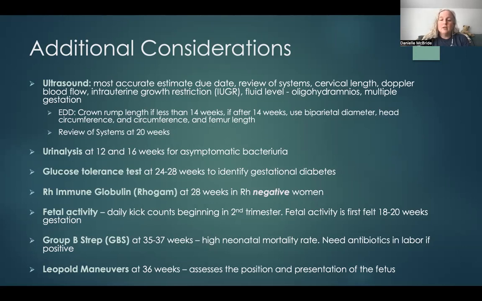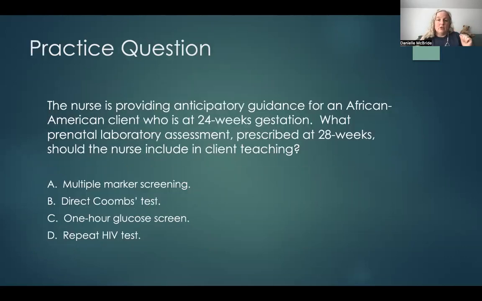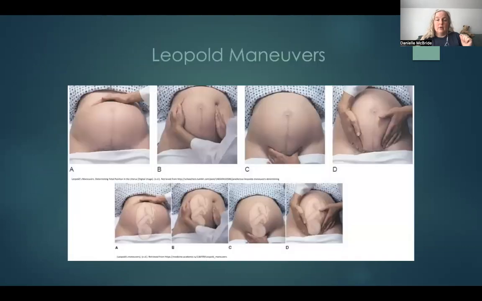And then Leopold's. Leopold's is a way that we can determine the position of the baby. And so it's just putting hands on the belly and feeling, I think I have a picture. Here we go. So we can feel the fundus and then feel down the sides and then feel in the front to determine which side the back's on. Is the baby head up, head down, things like that. That's Leopold's maneuver.